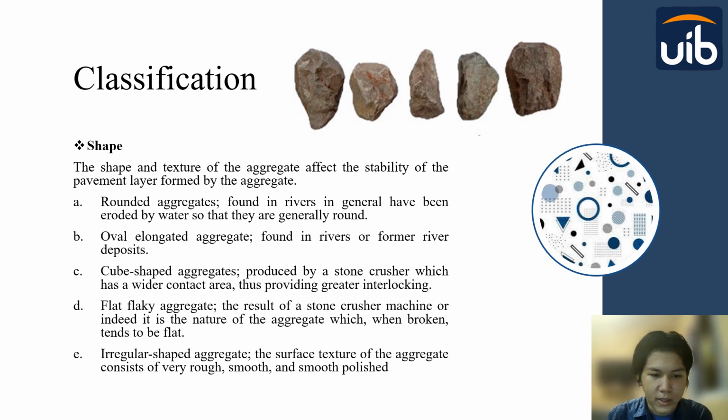The fourth is flat flaky aggregate, the result of a stone crusher machine, or indeed it is the nature of the aggregate which when broken tends to be flat. And the last one is irregular shape aggregate. The surface texture of the aggregate consists of very rough, smooth, and smooth polish.